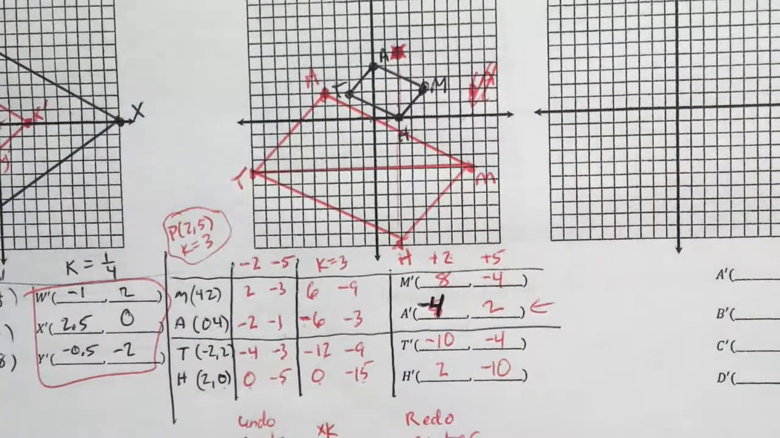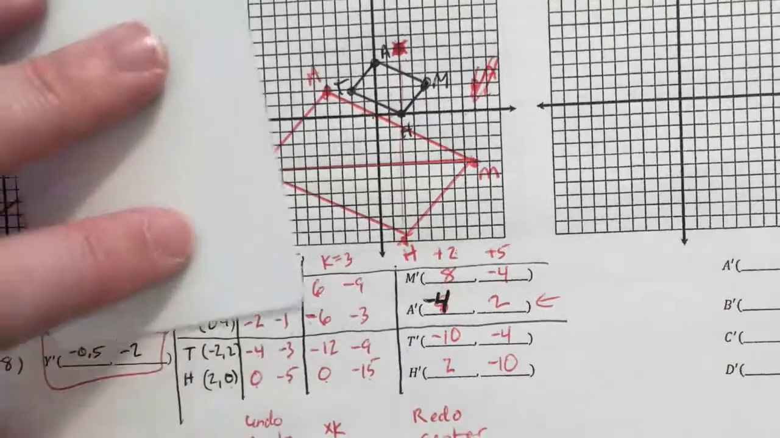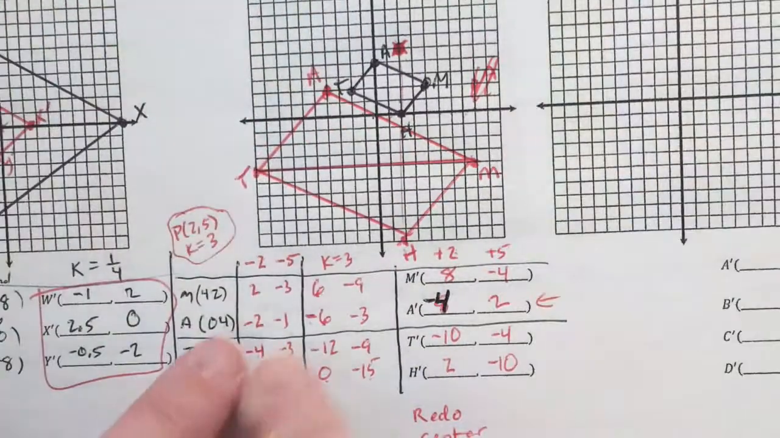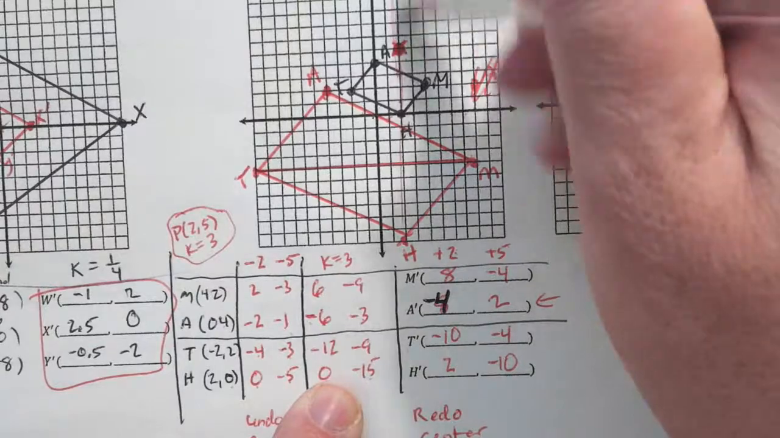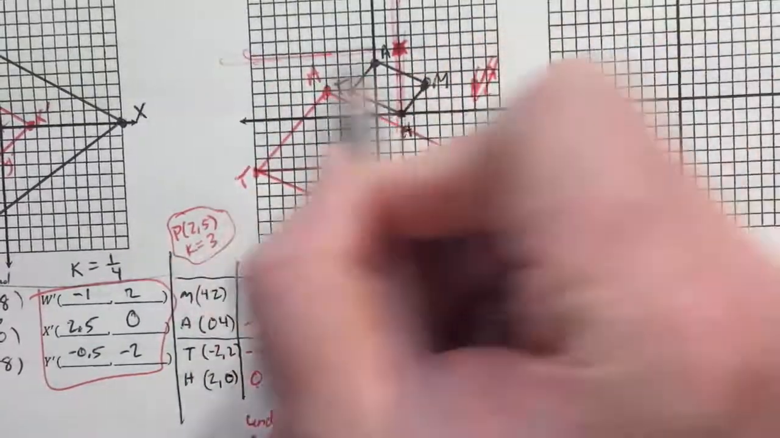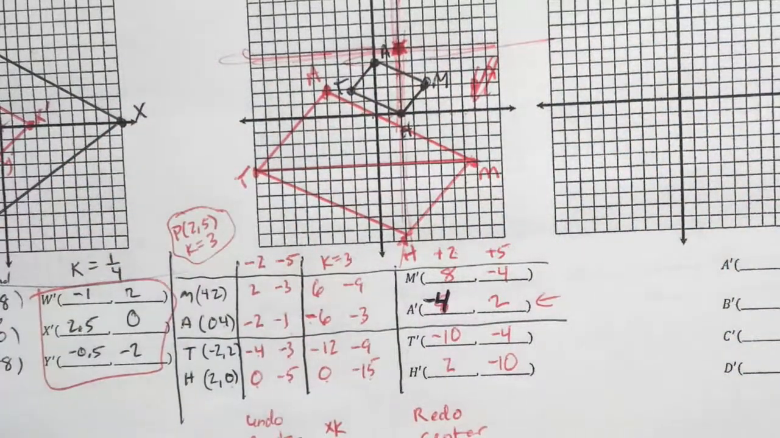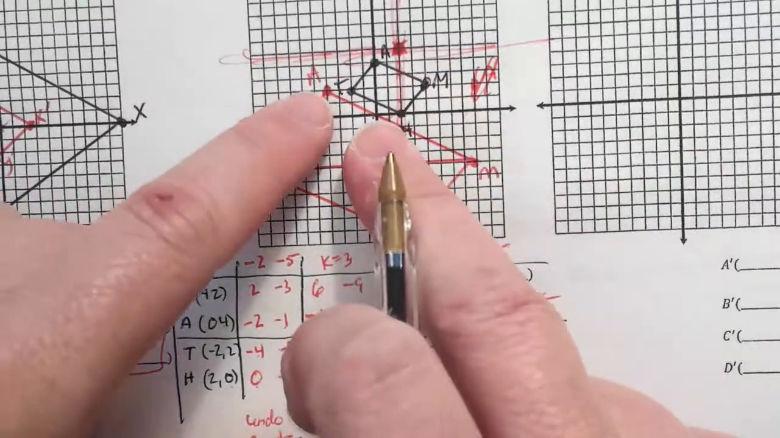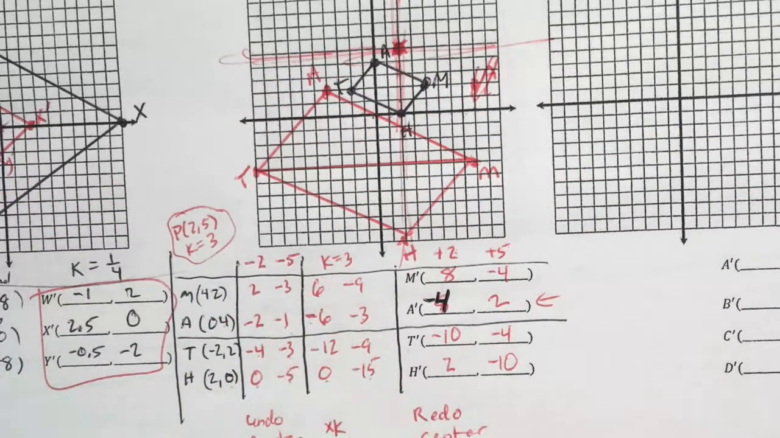Now, why did we have to do and undo the center? The reason is because before you can actually multiply, we had our center need to be at our 0, 0, quote unquote. So undoing the center led us to being able to multiply by k.